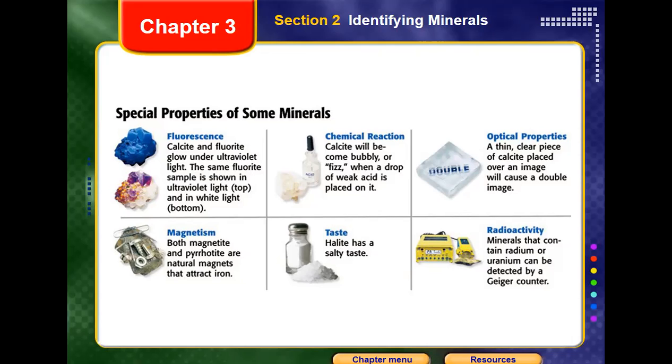Magnetism, from the word magnet, is the ability of some minerals to attract objects made of iron. That's, for example, like pyrite, and some other magnetic ores; they are also minerals able to attract objects made of iron.